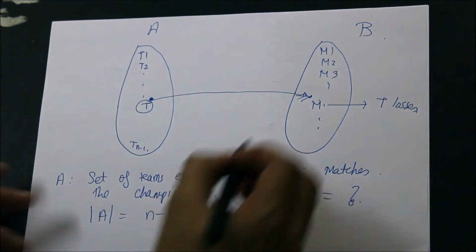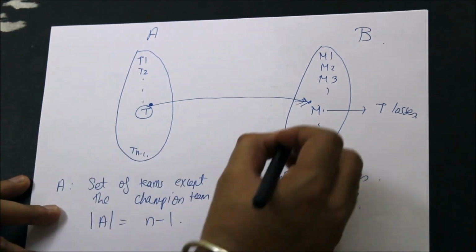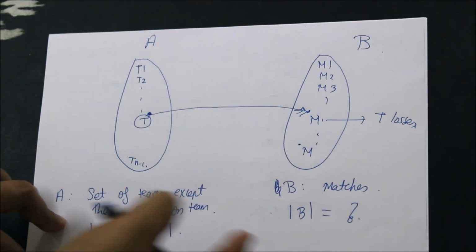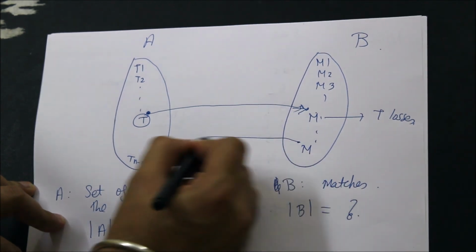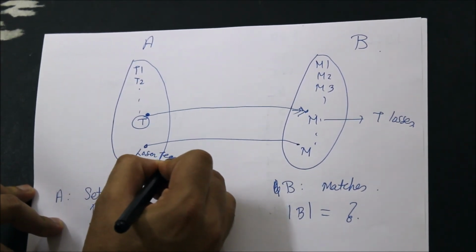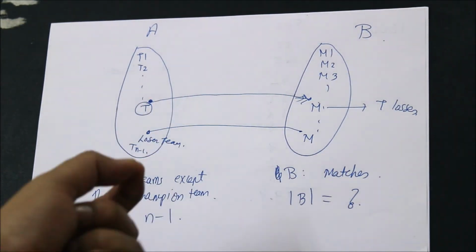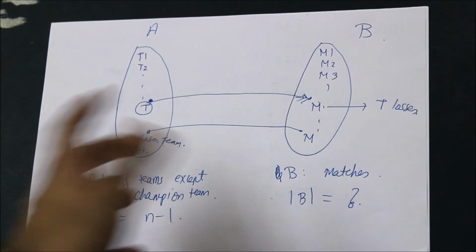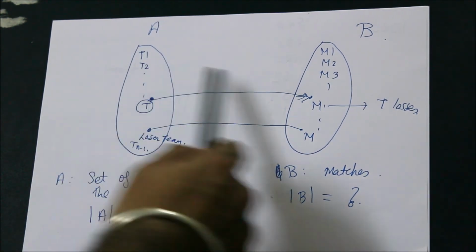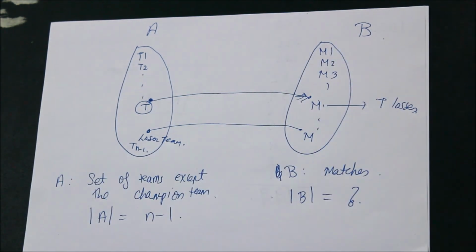And the other way, from here to here, how will I define a map? You take a match M here. In this match you see who is the loser, and you map this M to that losing team. Since for every match there is exactly one loser, this is also a well-defined map. So this is what I have. I have a bijection between the teams except the champion and the matches. You map a team to the match it loses, and this way I have a bijection.